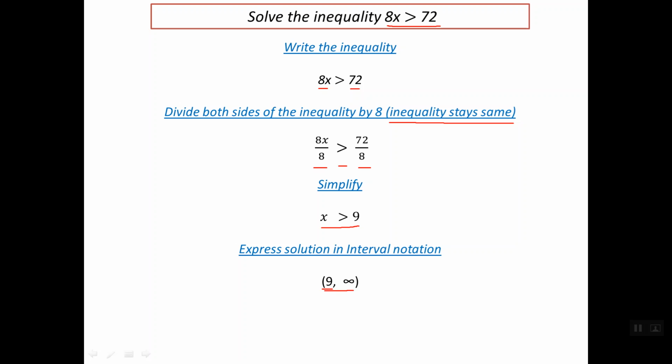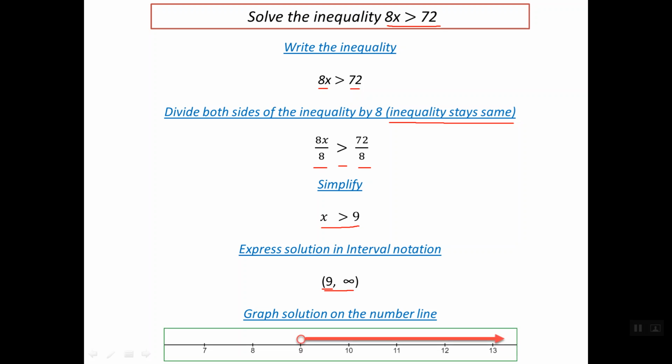So we draw parentheses beside the number 9. We can graph the solution on the number line because the inequality is greater than, so the arrow of the solution should be oriented toward the right side, starting from number 9 till positive infinity. See that 9 is not part of the solution, so we draw an open circle around this number.